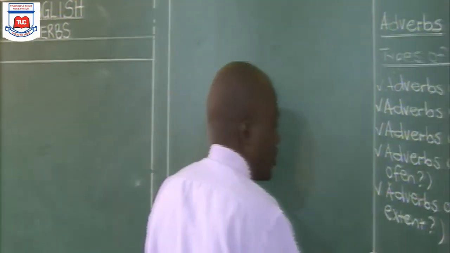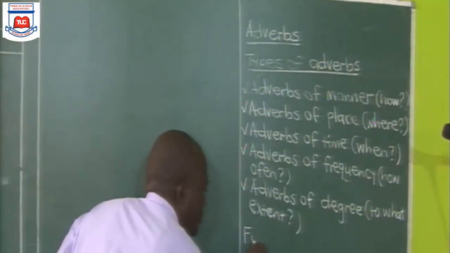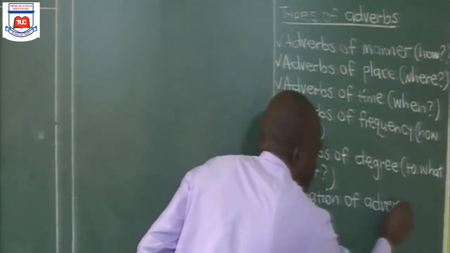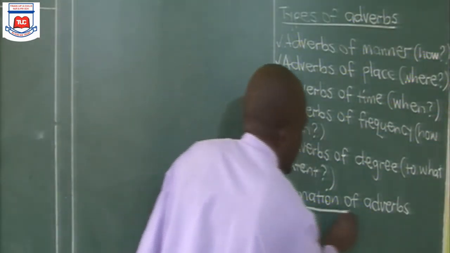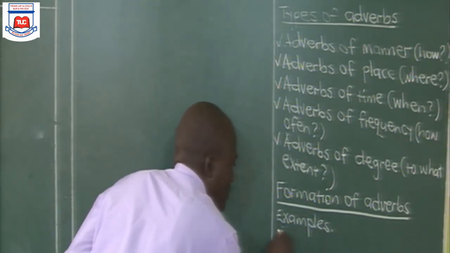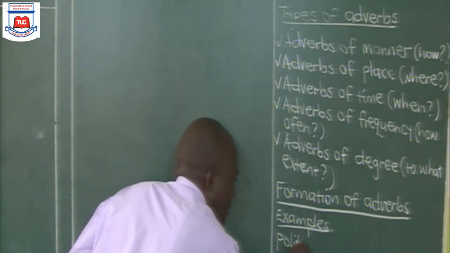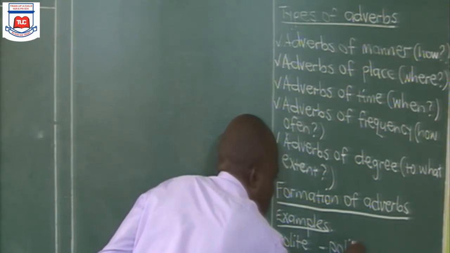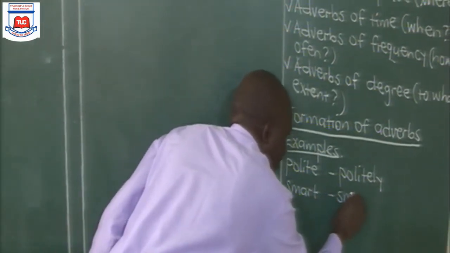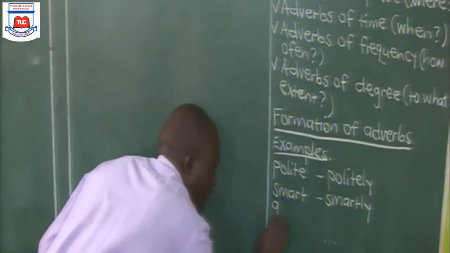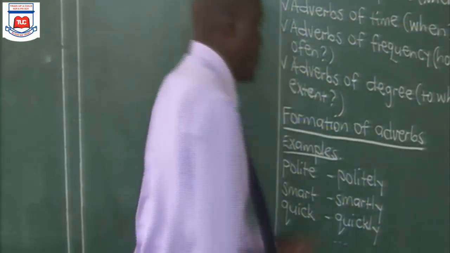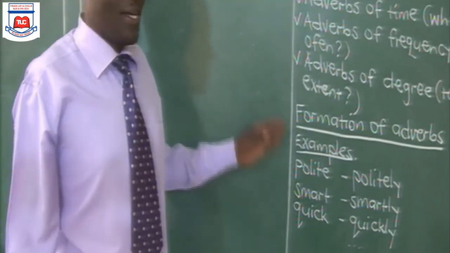Then you went further to look at formation of adverbs. If I can give just a few examples, because this is not what we are going to look at today, polite changes to politely, smart becomes smartly, quick becomes quickly. So these ones this side are adverbs, meanwhile these ones are adjectives.